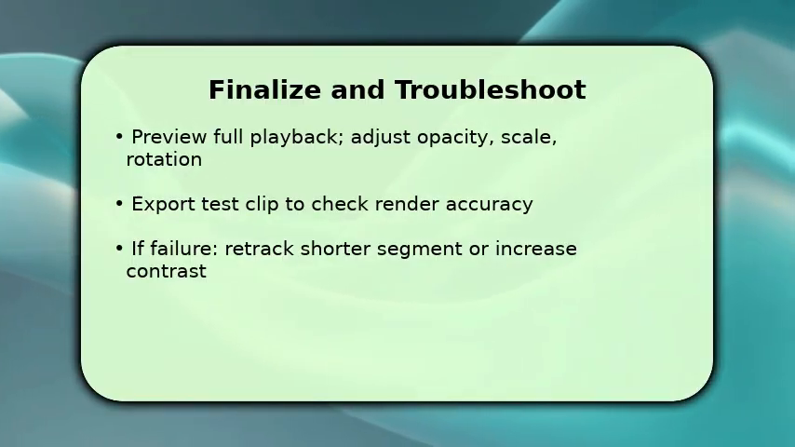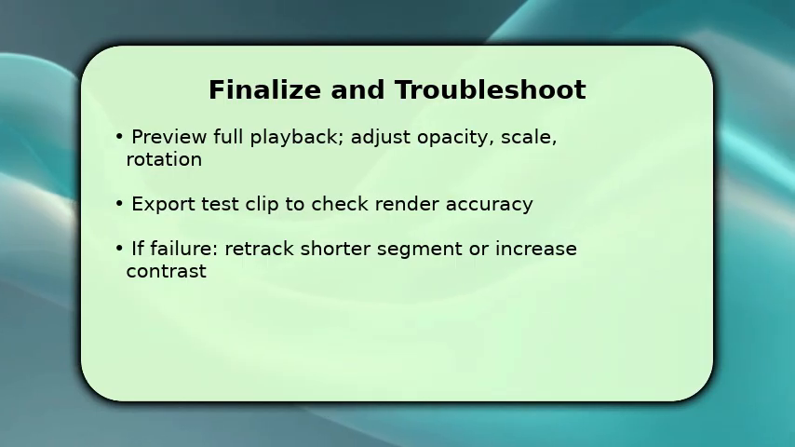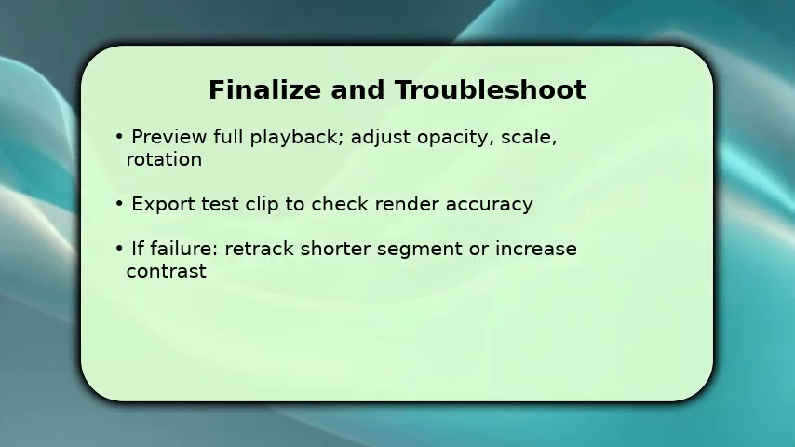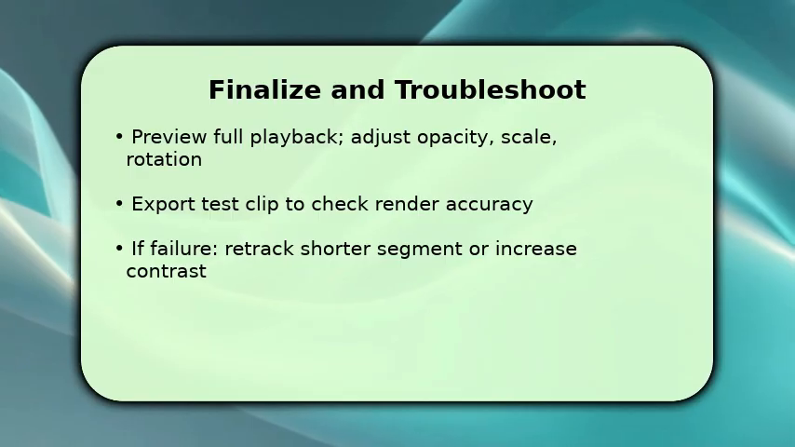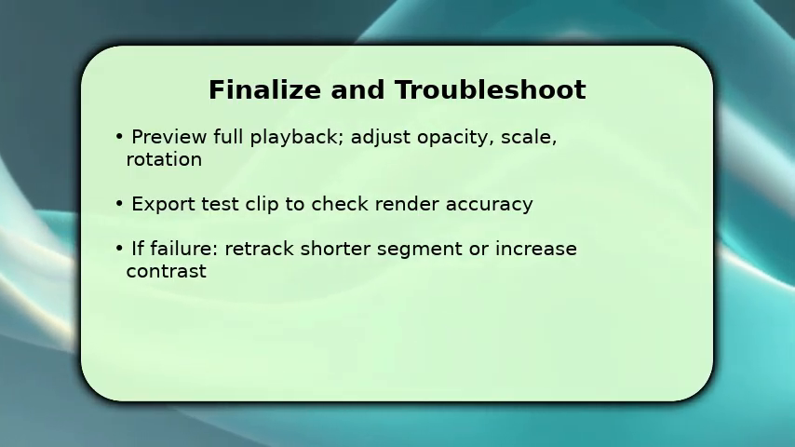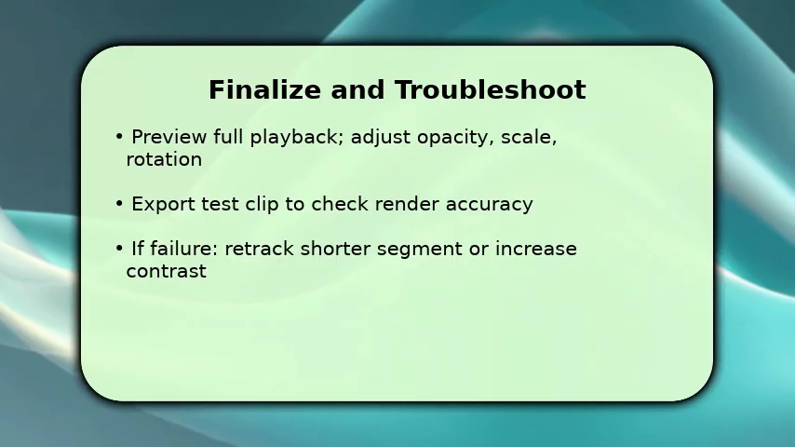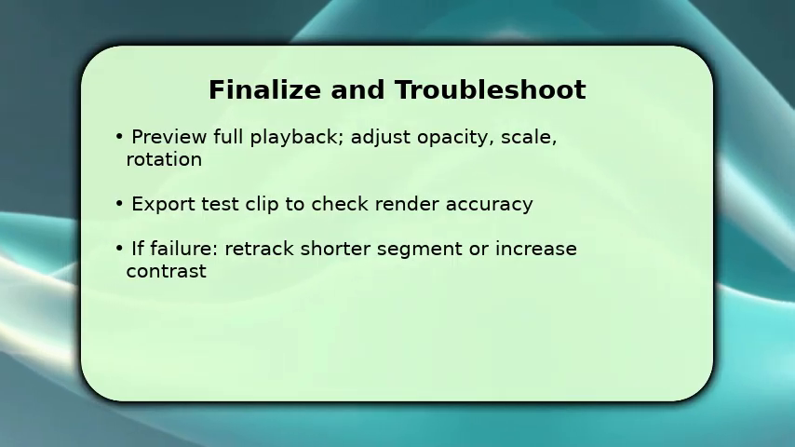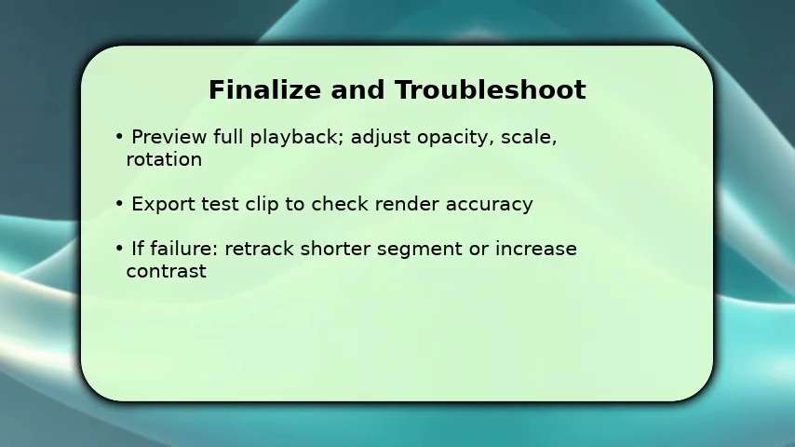Sometimes playback looks fine in preview but shifts after export. If tracking fails or jitters, retract a shorter segment, improve subject contrast, or add intermediate keyframes. Make sure lighting and distinct edges are present next time. Those factors directly affect how reliably the tracker follows motion.